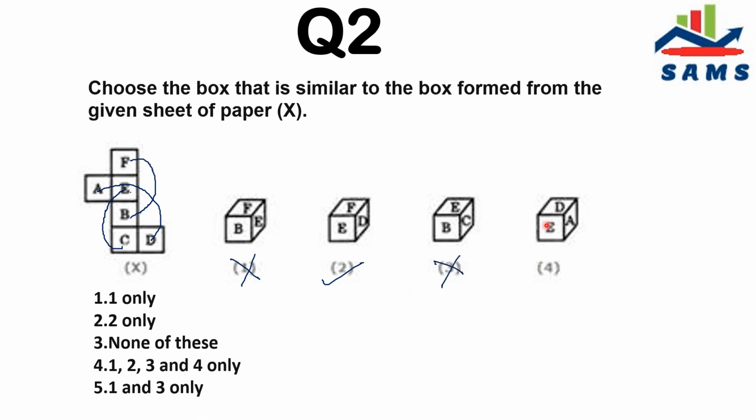And checking with the last option, D, E and A. So we know that D and A are the opposite sides here, so again this is not possible. So we are left with just one choice, that is the second option, and that marks option 2 as the correct answer.